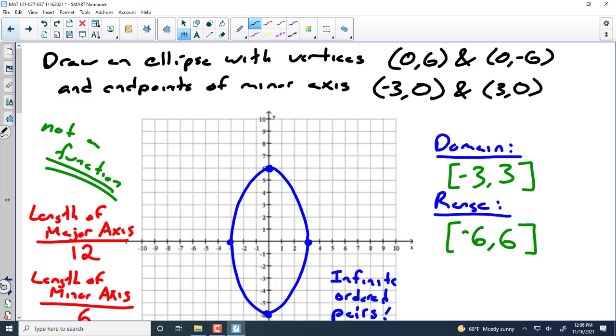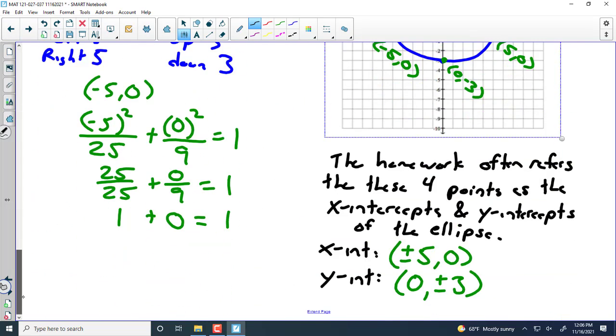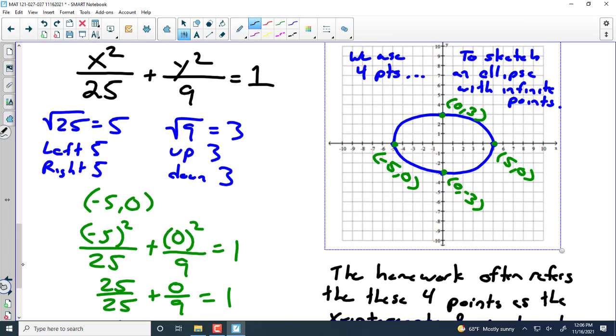Oh, by the way, one more thing on this one. Which ones are the vertices? Why? Because that's on the major one. Good, because it's the longer one. Yes. So that right there is a vertex, and that right there is a vertex. The other ones are not. Vertices are only at the endpoints of the major axis.